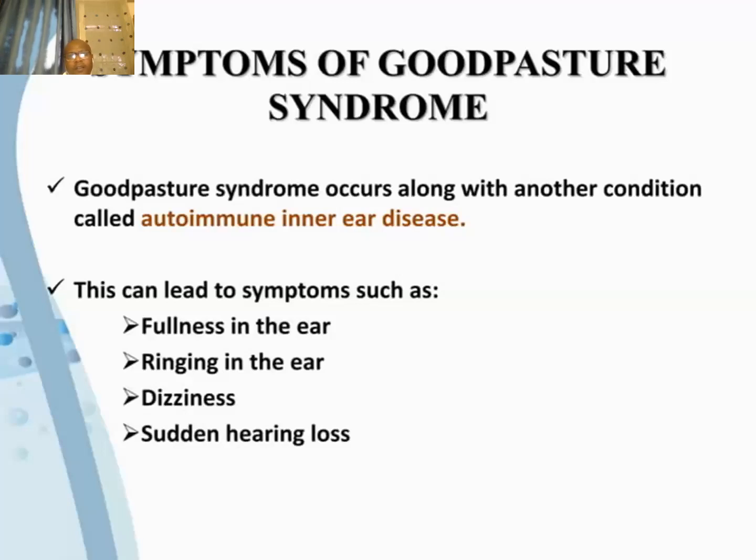Goodpasture syndrome can occur along with another condition called autoimmune ear disease, which is very rare. This can lead to symptoms such as fullness in the ear, ringing in the ear, dizziness, and sudden hearing loss.